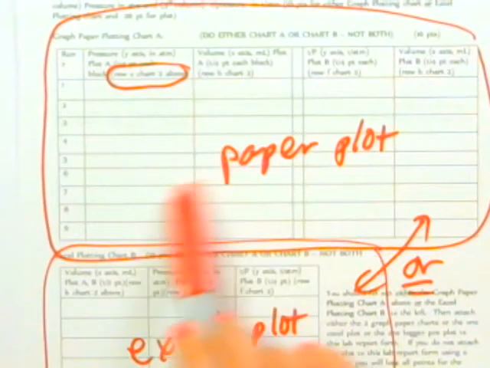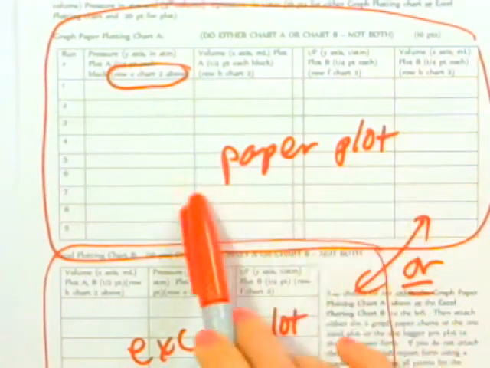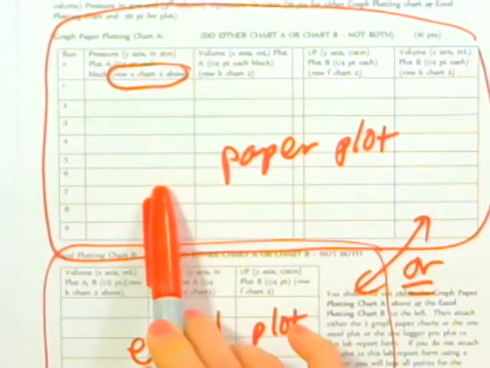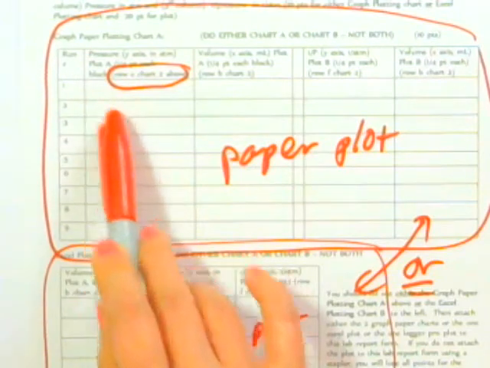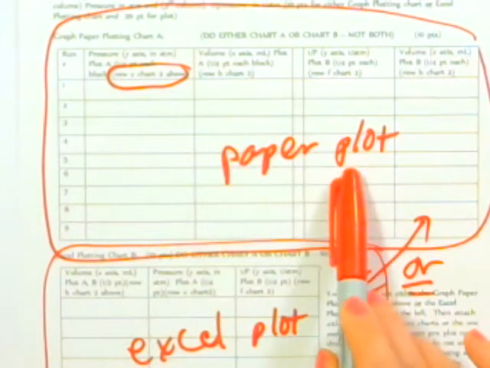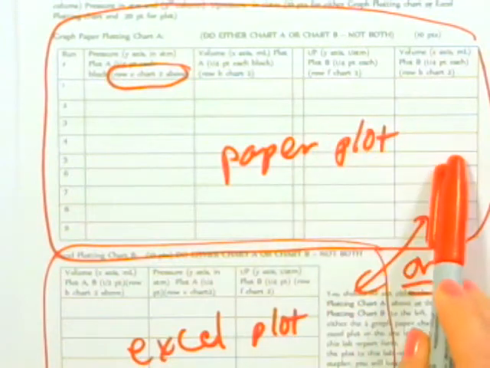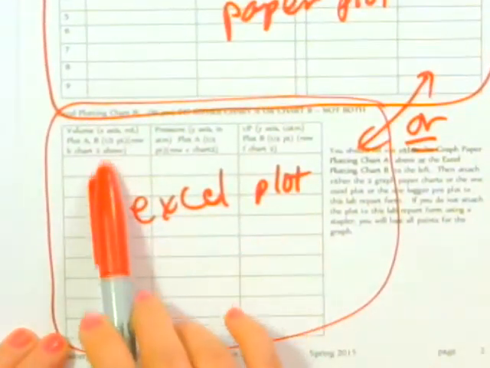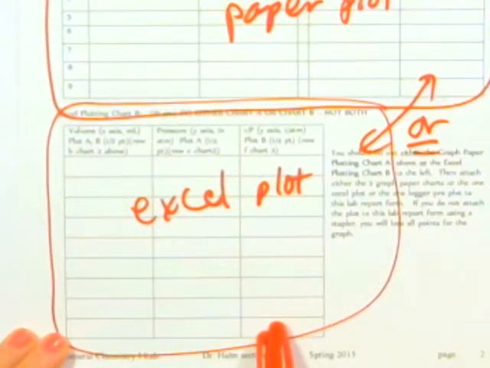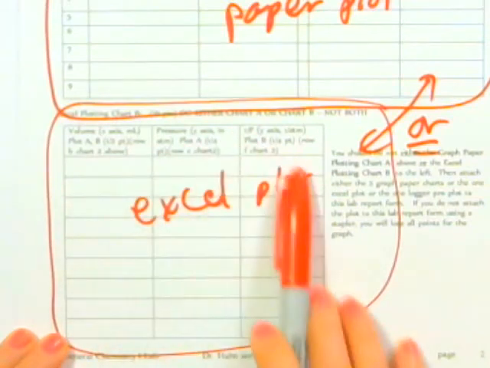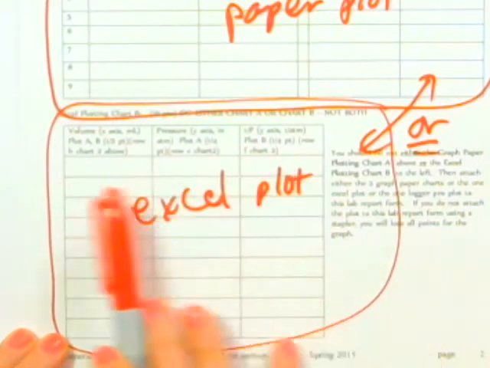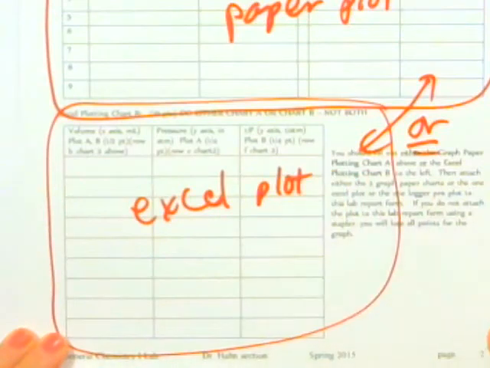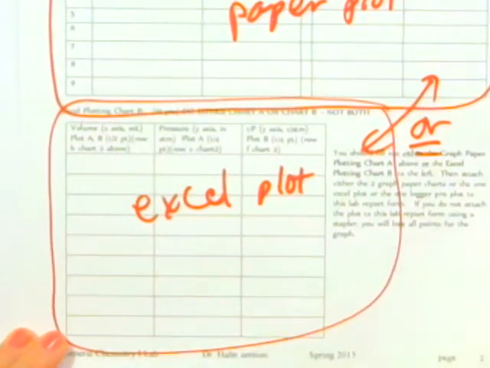If you're going to do a paper plot, I suggest that you do 2 separate plots. One is a plot of pressure versus volume, and then a separate plot that has 1 over pressure times volume. If you're going to do the Excel spreadsheet plot, I suggest that you put it in the columns as shown, and then you'll be able to directly insert this entire set of numbers into your Excel spreadsheet plot. I'll explain how to do the Excel spreadsheet plot in a minute.